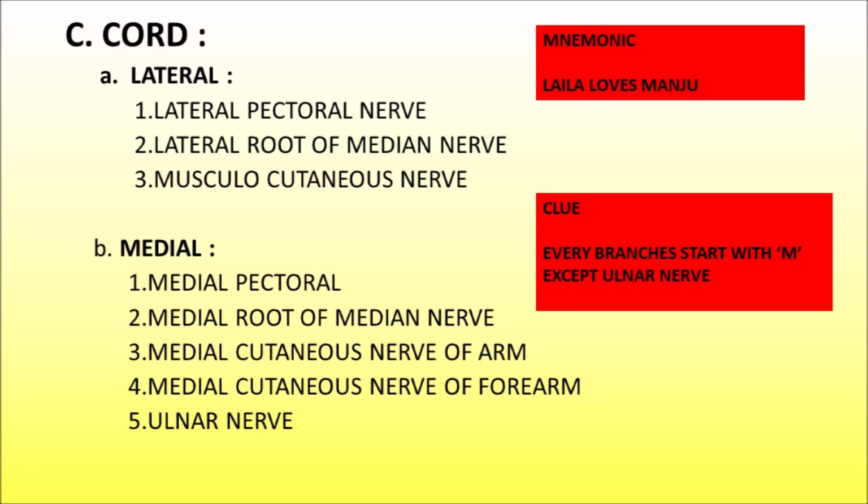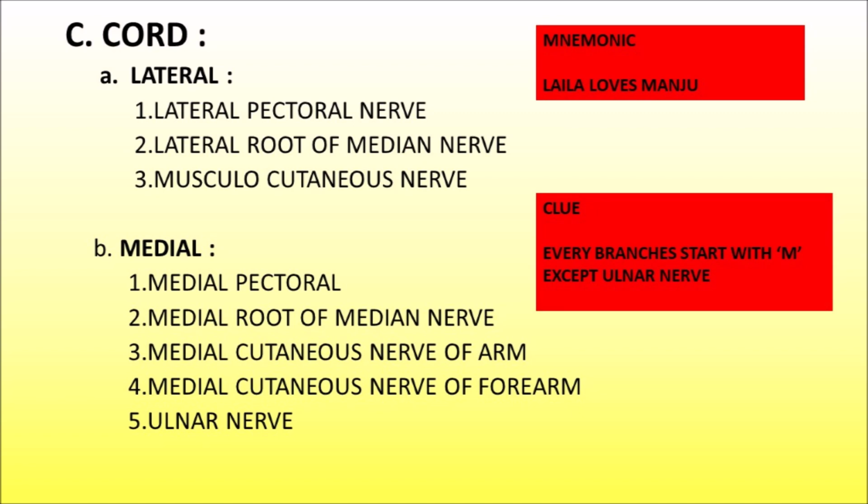Following are the branches from the respective cords. Remember the mnemonic Laila loves Majnu to remember all the nerves that constitute the lateral cord. So, L stands for lateral pectoral nerve, L stands for lateral root of median nerve, and M stands for musculocutaneous nerve. The next one is the medial cord.